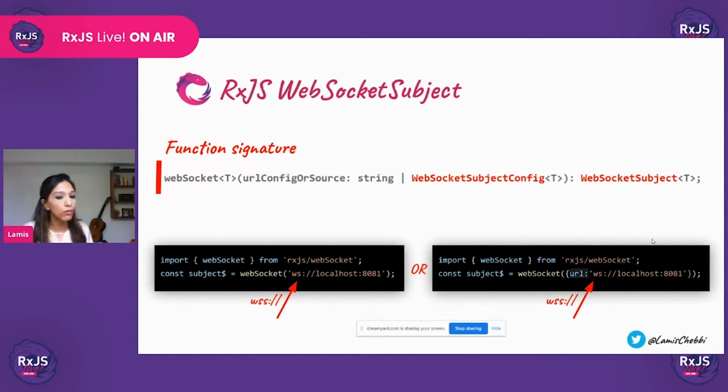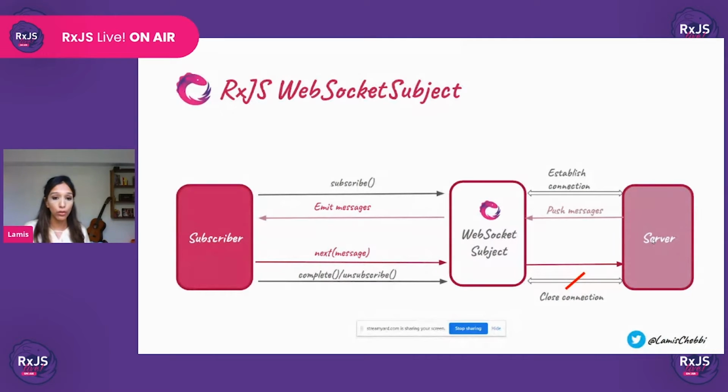And as I said, this method will return the ready-to-use subject that you can subscribe to in order to establish the connection with your server. So there's no connection, no socket, no channel before this subscription. That's clear. You can get the messages coming from your server because it emits those messages for you. And you can also send messages to your server by calling the next method available in the subject. And once you're done, you can just complete or unsubscribe to release this connection and this channel.